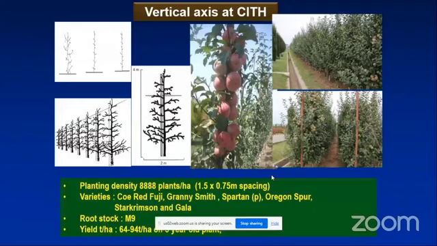This is the vertical axis system when fruiting is there, planting density we can go up to 8,888 plants per hectare, 1.5 into 0.75 spacing. Varieties recommended are Scarlet Spur, Fuji, Granny Smith, Spartan, Oregon Spur, Starkrimson, and Gala. Rootstock is M9, and yield up to 64 to 94. On average, we can go for 60 to 70 tons per hectare.